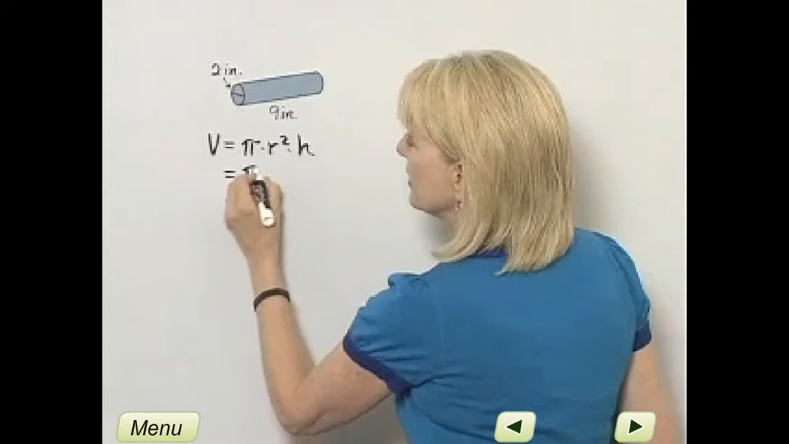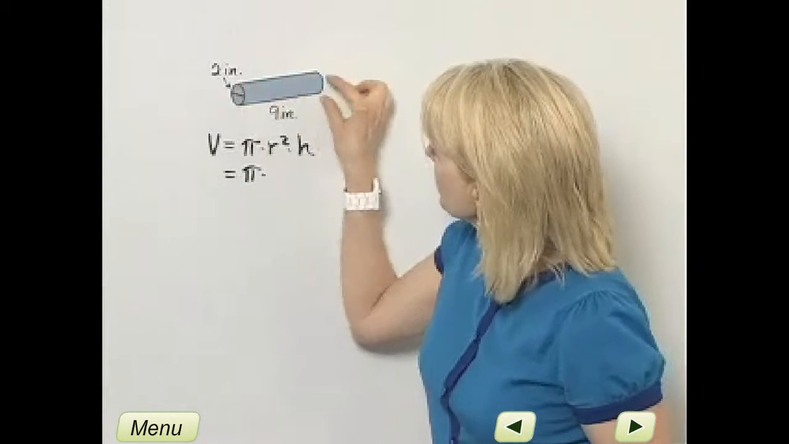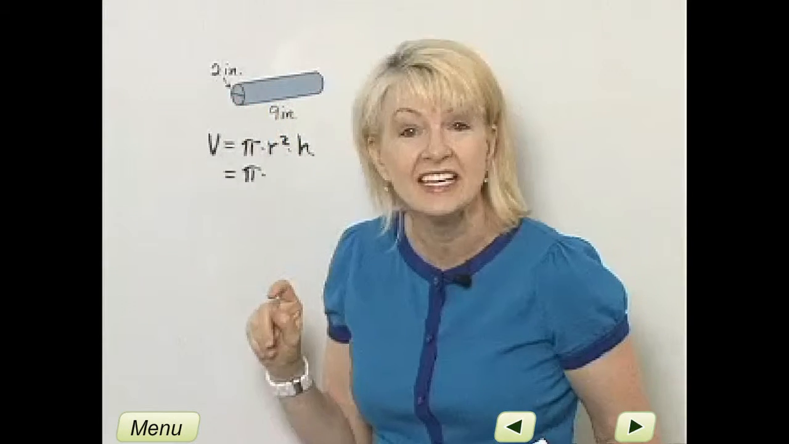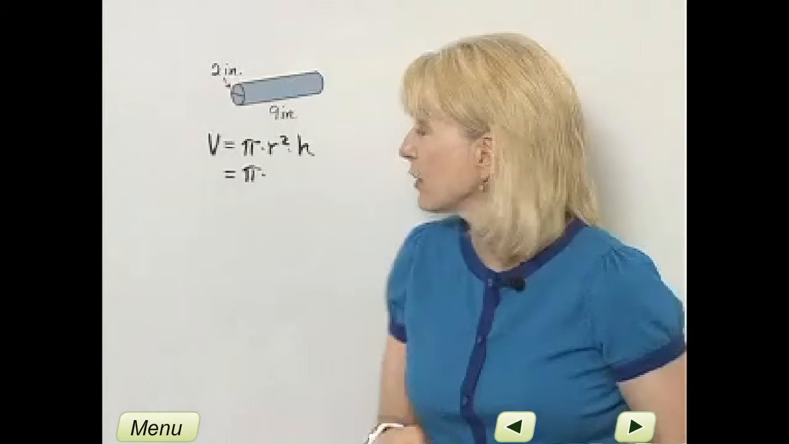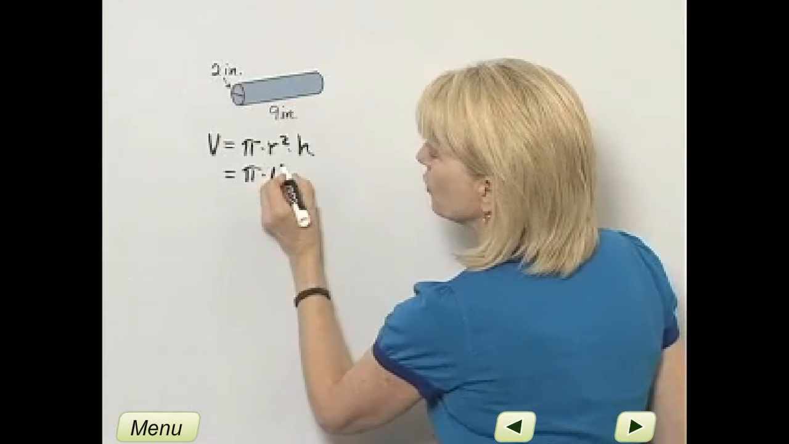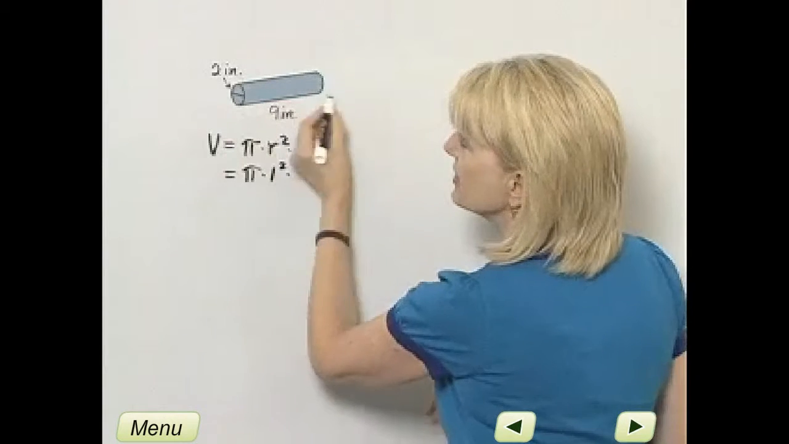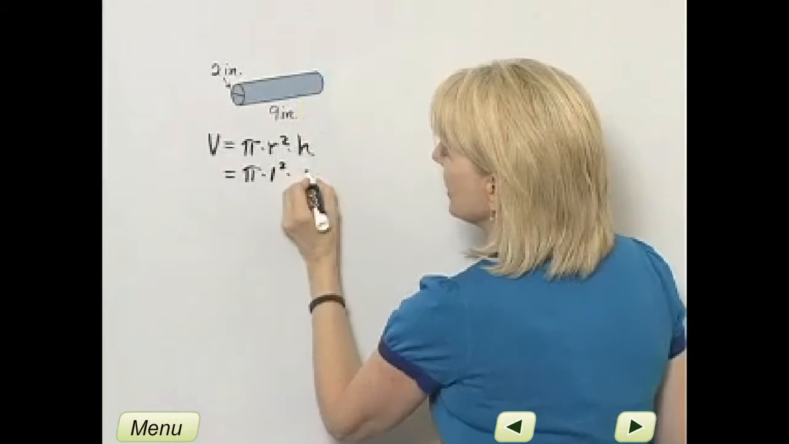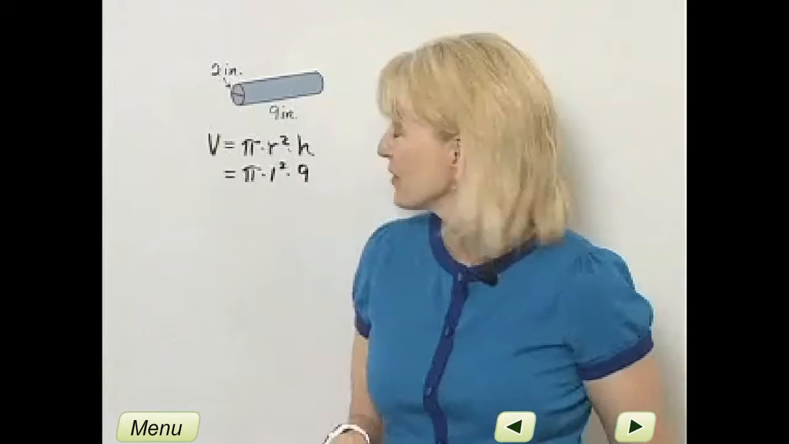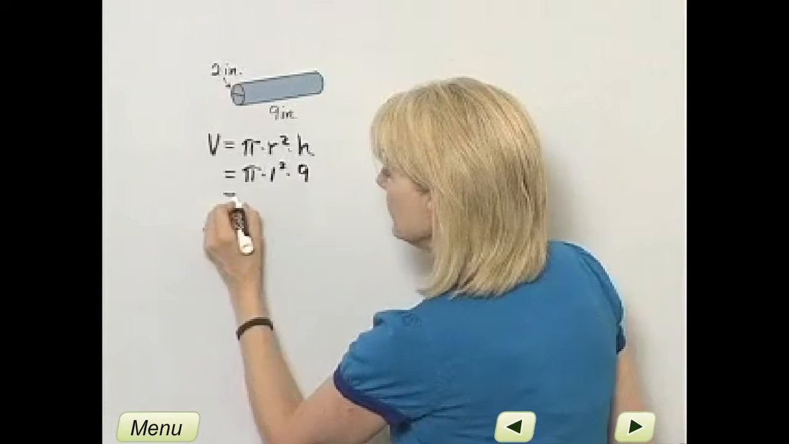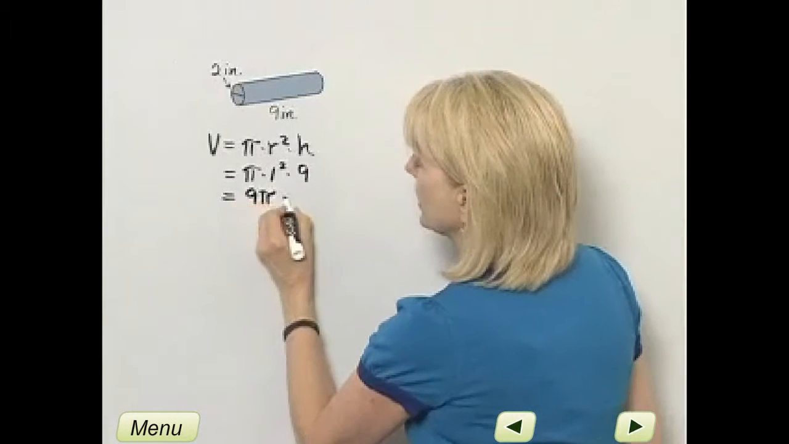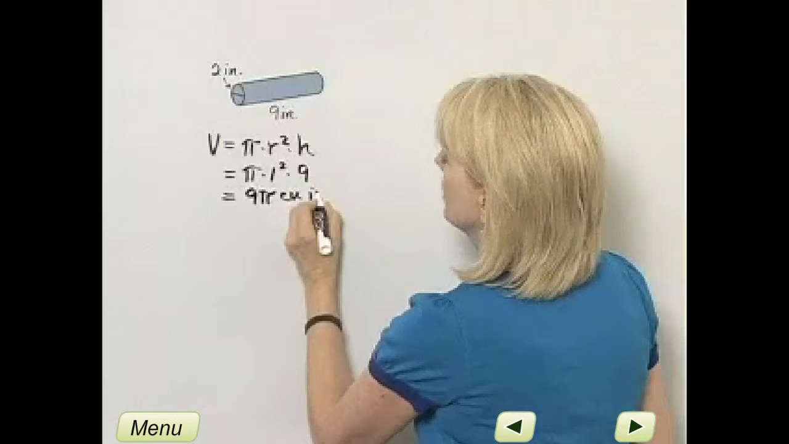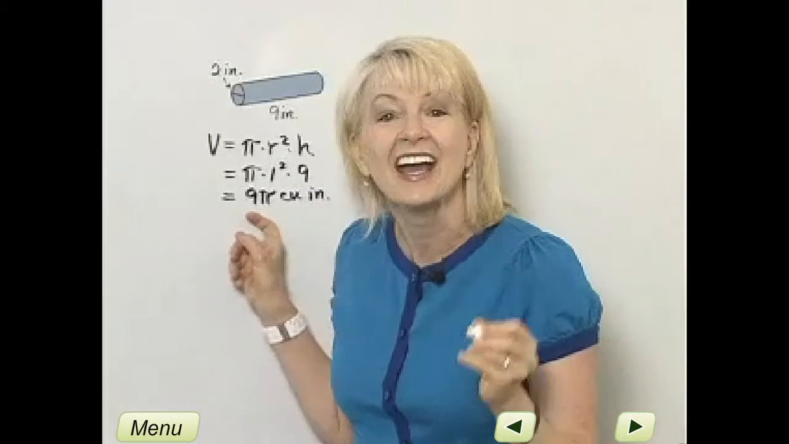So this is pi times, now this particular cylinder, it has a circular end with a diameter of 2 inches. If the diameter is 2 inches, the radius is half that, or 1 inch. So I'll just write 1 squared times, and this height is 9. It's 9 inches. I'll write 9 for now. So exactly, 1 squared is 1, 1 times 9 is 9. I have 9 pi, and this is cubic inches again. This is the exact volume.